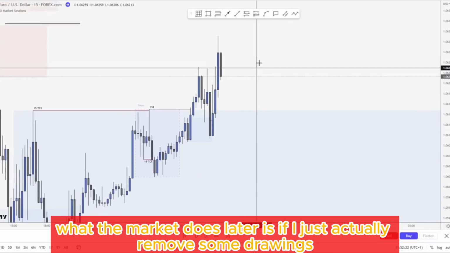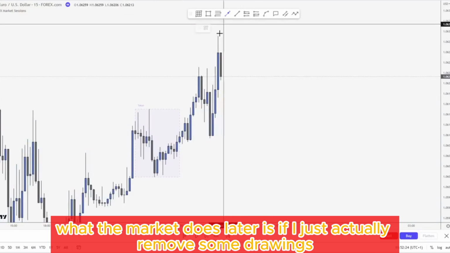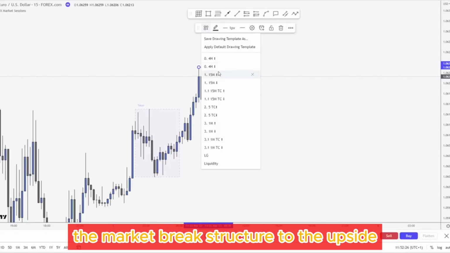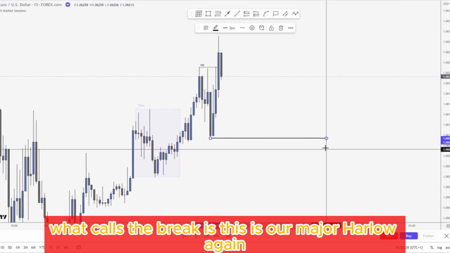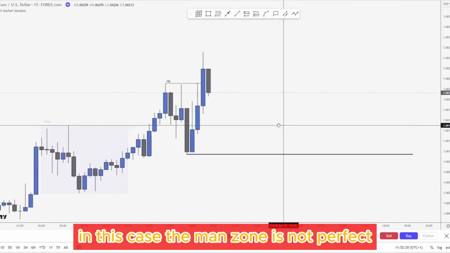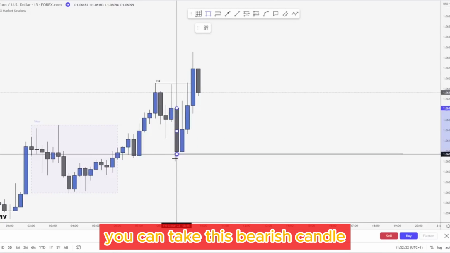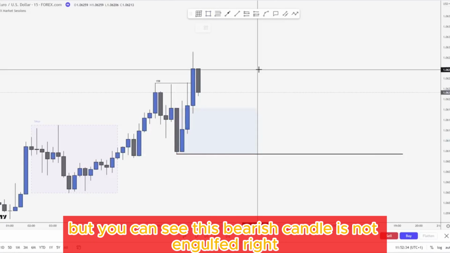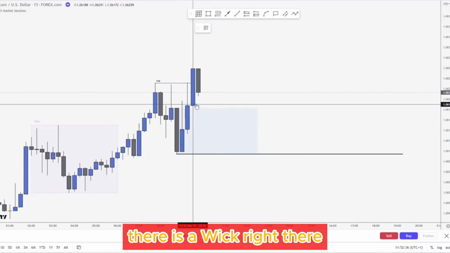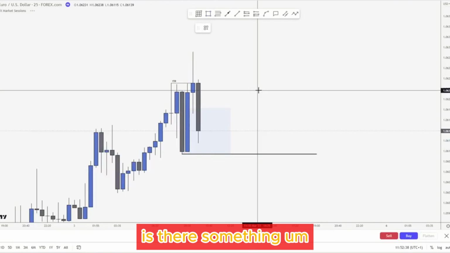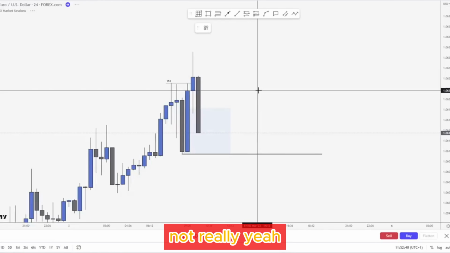What the market does later is, if I just remove some drawings, the market breaks structure to the upside. What caused the break? This is our major low. Again, in this case, the demand zone is not perfect. You can take this bearish candle, but you can see this bearish candle is not engulfed, right? There is a wick right there. So what you do is you go to the 25. Is there something? Not really.